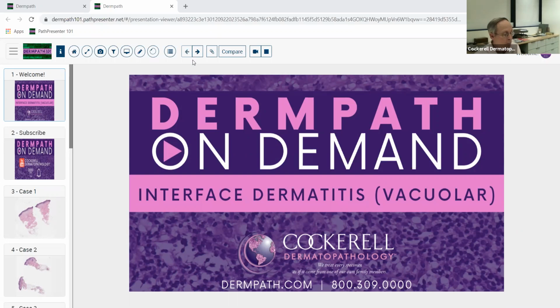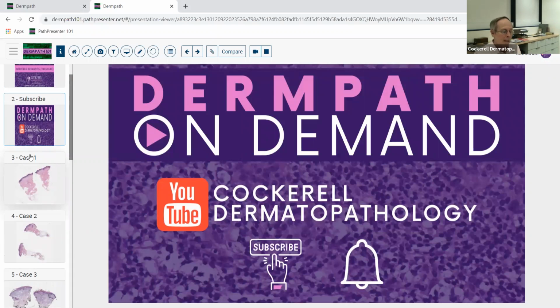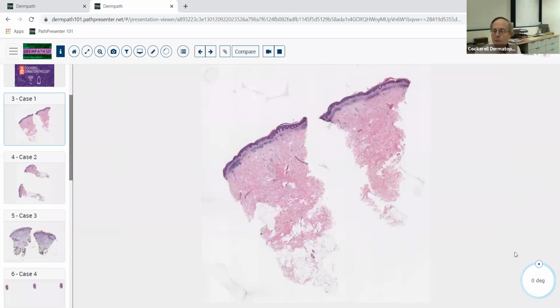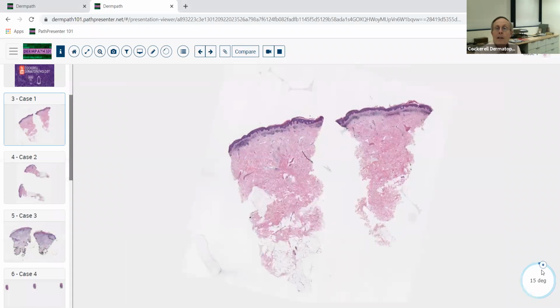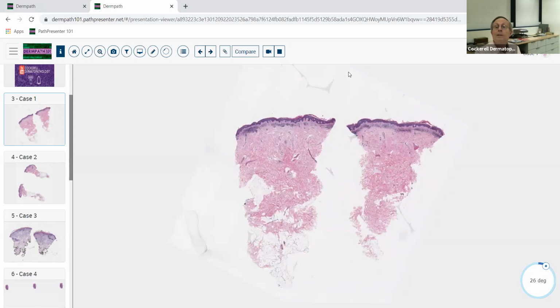So we're going to talk this morning about diseases that can affect the interface of the dermal junction. And you remember there are two different types of interface dermatitis. There is vacuolar alteration and then lichenoid inflammation.